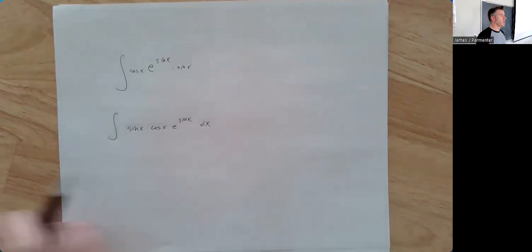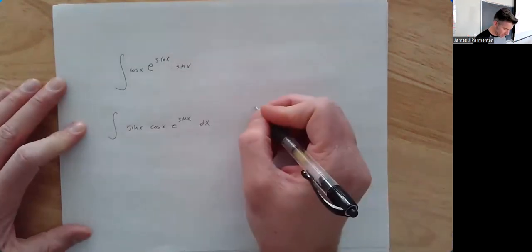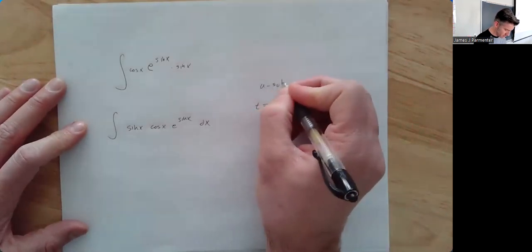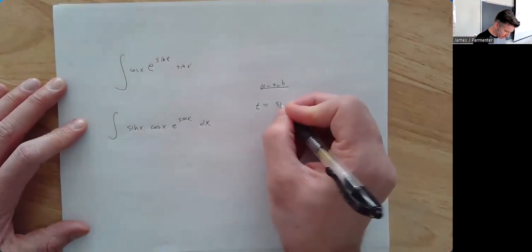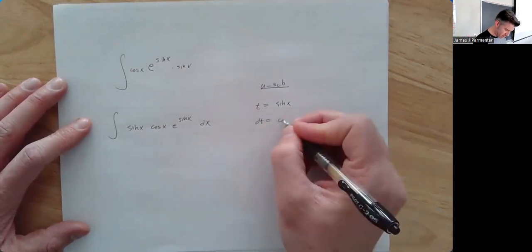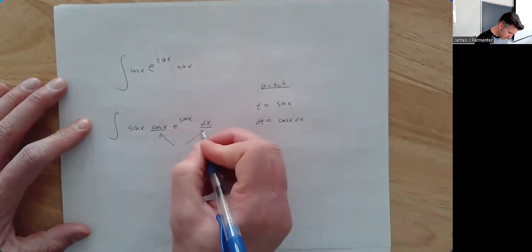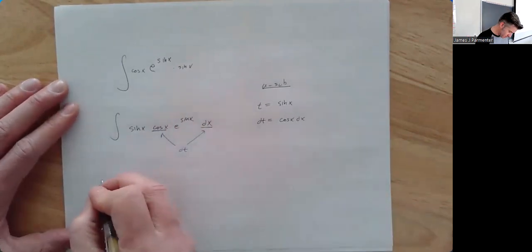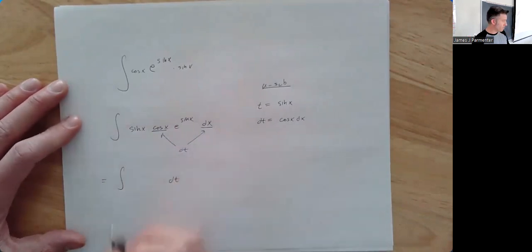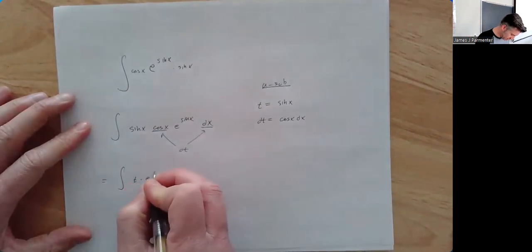Now here's what I'm going to do because I know what's going to happen. I'm going to do a u sub, but I don't want to pick the letter u because I like using u and v in my integration by parts. Don't let u equal u if you've already used u. So I'm going to pick t, where t is equal to sine of x. And then my dt is equal to what? Yep, cosine x dx. And then I'm left with dt, and then I still have sine x times e to the sine x, which is going to turn into t times e to the t.